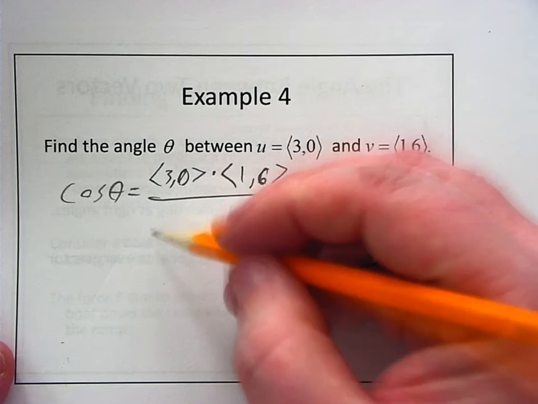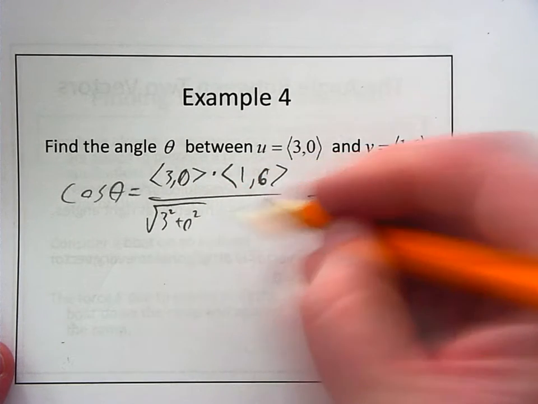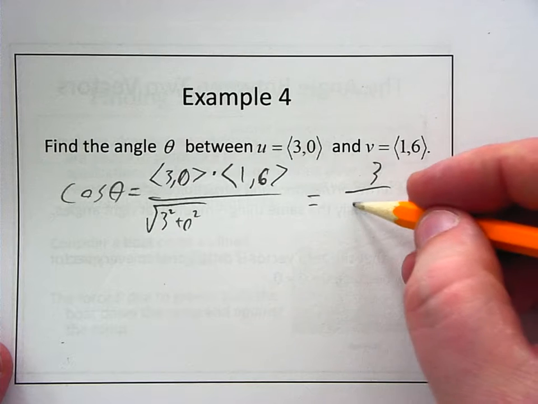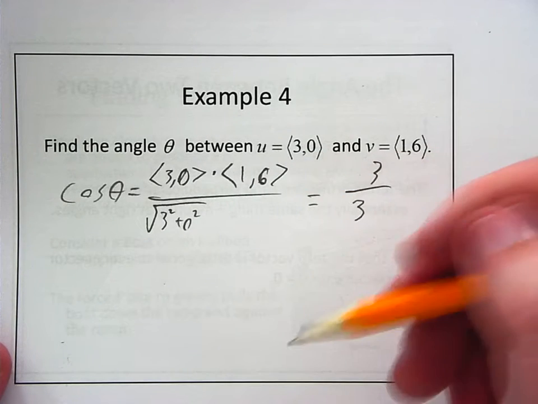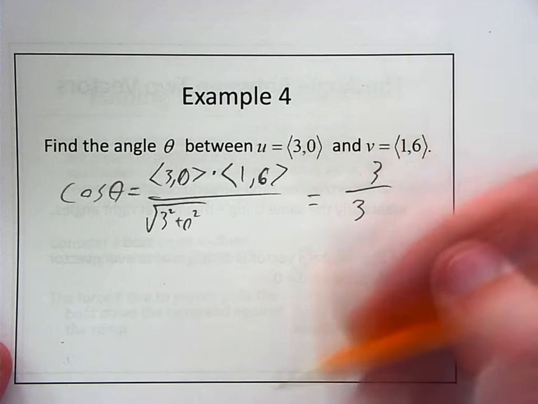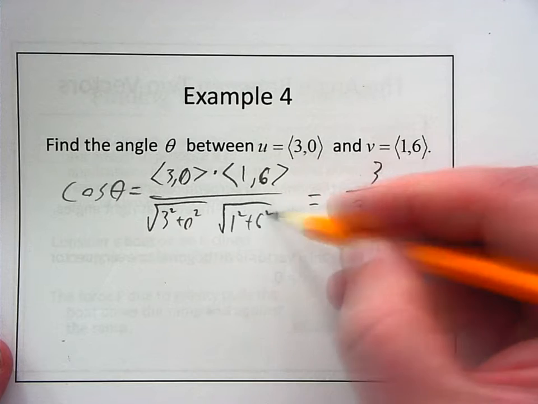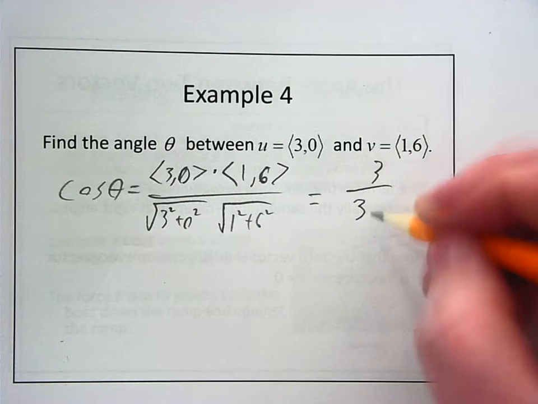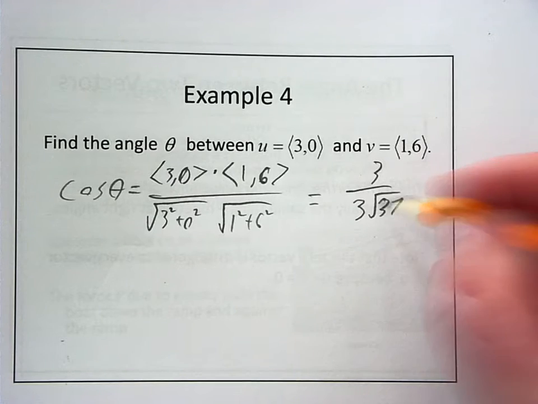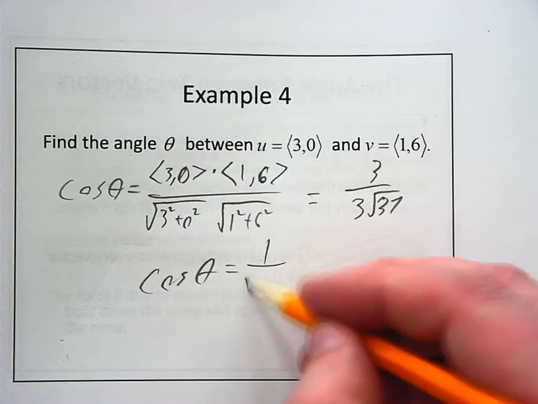The magnitudes. So I'm going to take the square root of 3 squared plus 0 squared, which is just what? 3. Or the square root of 3 squared, I should say. On the other one, 1 squared plus 6 squared, square rooted? Square root of 37. Then simplify that, you get what? 1 over the square root of 37.